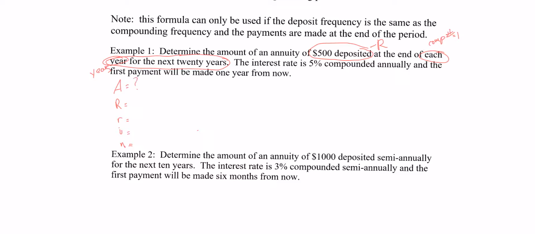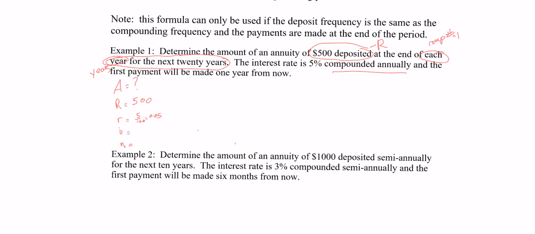So now when we substitute, we don't know what our final answer is, so that's our future value. We do know what our deposit is, it just happens to be $500. We do know what our rate is, it's 5 divided by 100, which is equal to 0.05. But then we do know its i value. Its i value is compounded annually. Our compound number is annual. And the first payment is made 1 year from now.